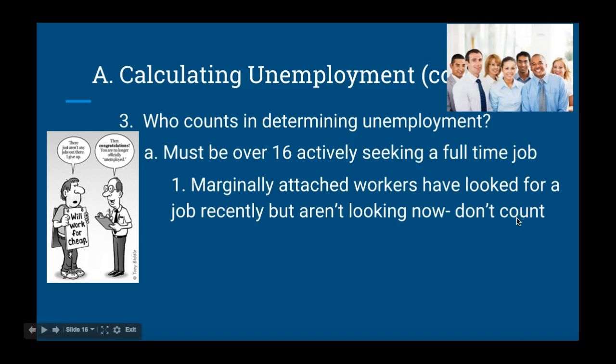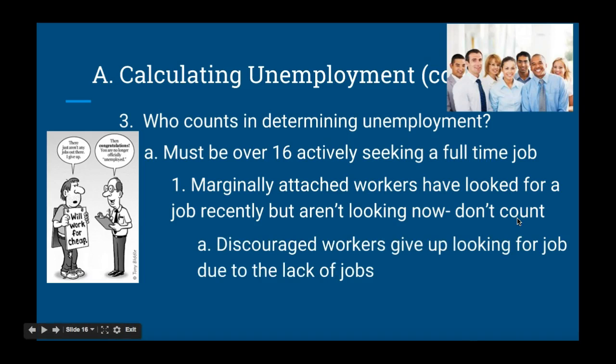Now, within marginally attached workers, you can also have discouraged workers. And so remember, discouraged workers are those people that are looking for a job, but they give up because there's a lack of jobs. So marginally attached workers is just the broad category saying that they've looked for a job recently, but they're not currently looking. Discouraged workers are a subcategory that's basically saying that they're not looking because there's a lack of jobs out there. Typically, discouraged workers happen when there's a recession.